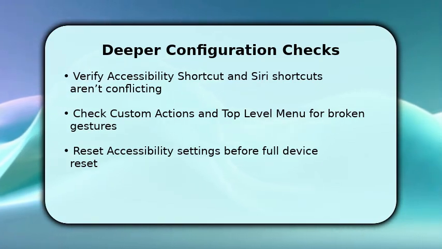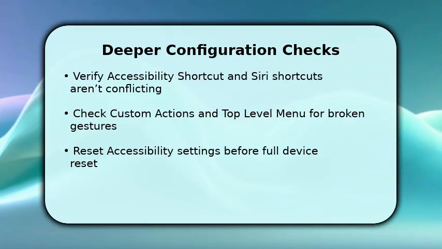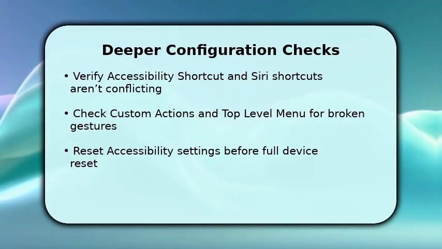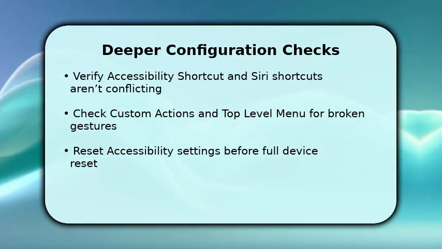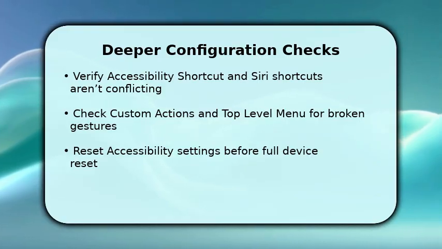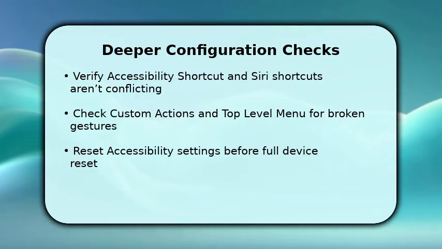Open Accessibility Shortcuts and Siri Shortcuts because a shortcut can override Assistive Touch. Then inspect Assistive Touch settings, review custom actions and top-level menu to ensure gestures are assigned correctly. Reassigned or blank entries can disable expected behavior.